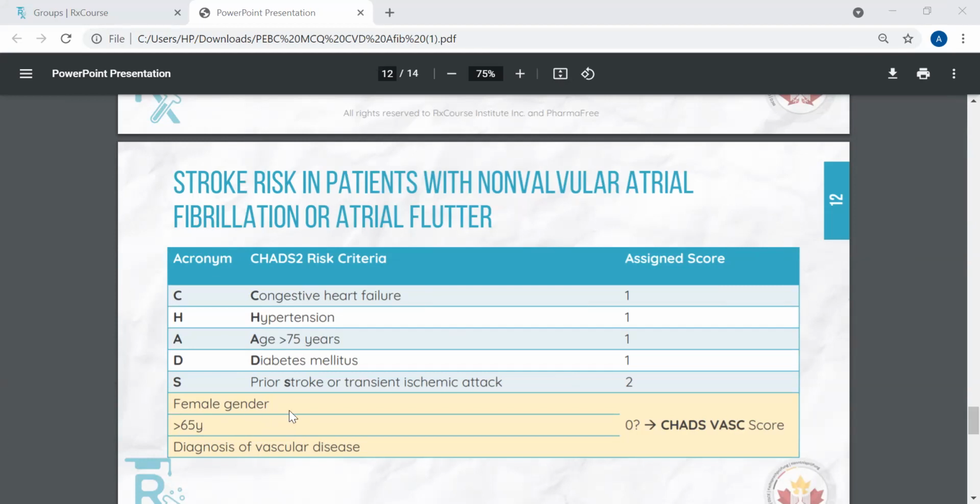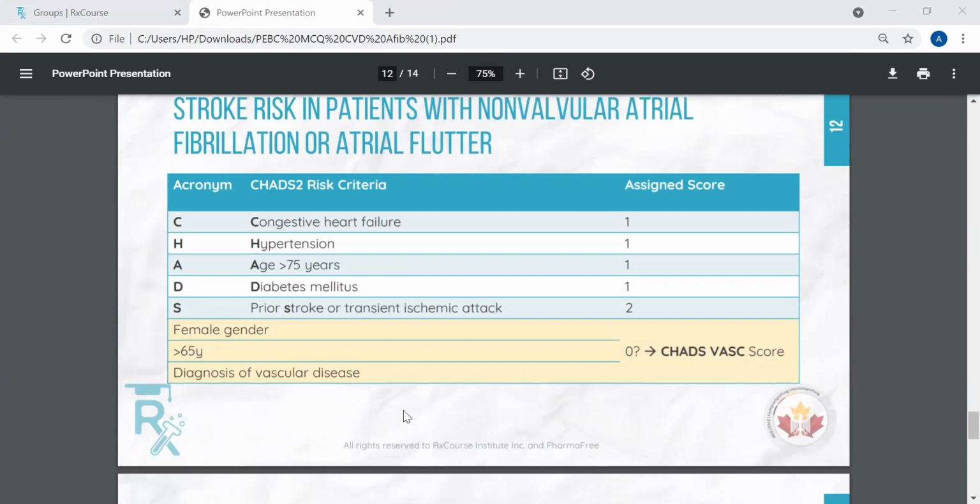If the patient is female, or regarding the age, it says that if the patient is between 65 and 74, the patient will take 1 point. If the patient is over 75, he will take 2 points. Or if the patient is diagnosed with vascular disease.